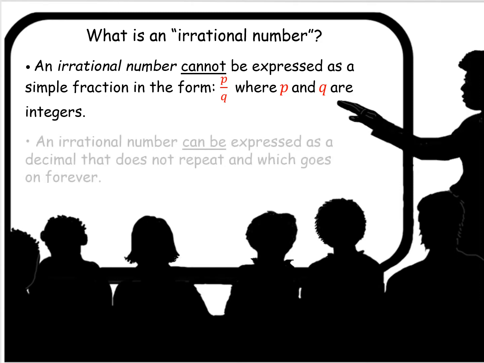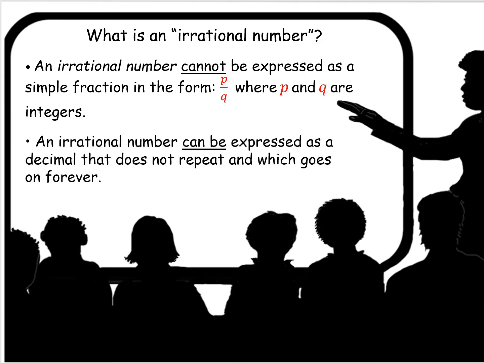An irrational number cannot be expressed as a simple fraction in the form of p over q, where p and q are integers. An irrational number can be expressed as a decimal that does not repeat and which goes on forever. One example of an irrational number that's pretty common is pi. We usually use 3.14, but we know that pi goes on forever in terms of decimal places. It doesn't repeat, but it does go on and on and on.